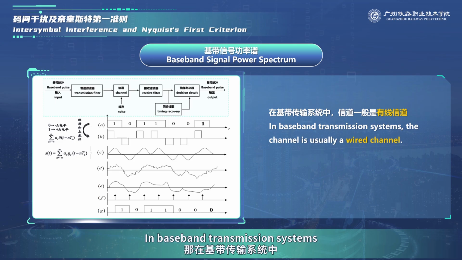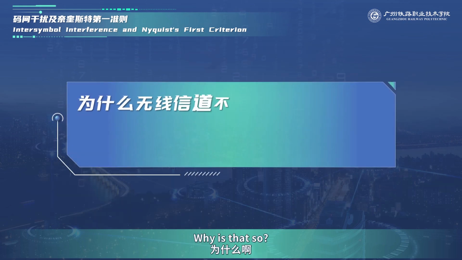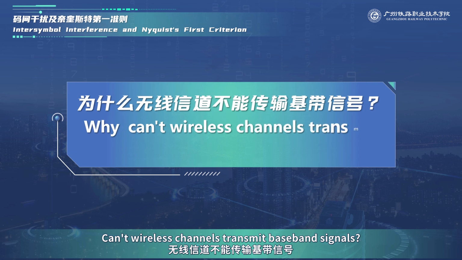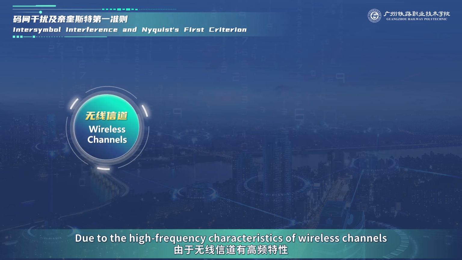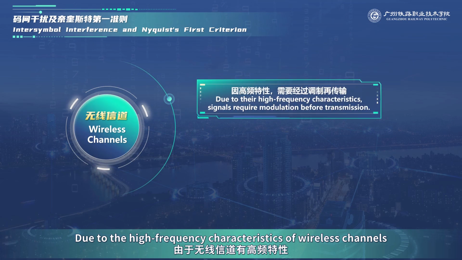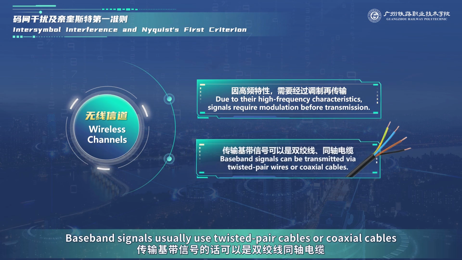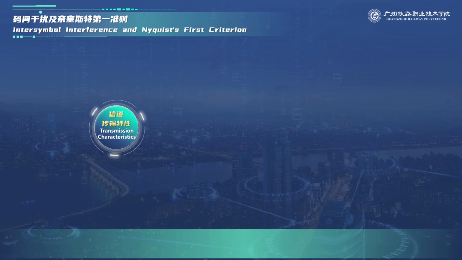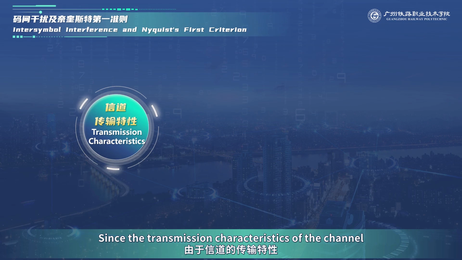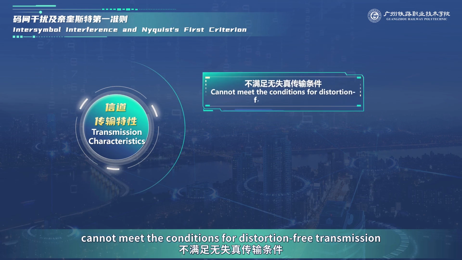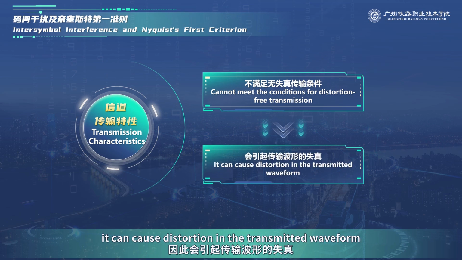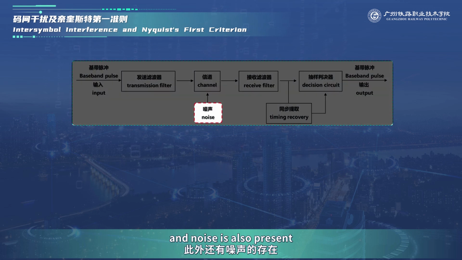In baseband transmission systems, the channel is usually a wired channel. Why is that so? Can't wireless channels transmit baseband signals? Due to the high frequency characteristics of wireless channels, modulation is typically required for transmission. Baseband signals usually use twisted pair cables or coaxial cables. Since the transmission characteristics of the channel cannot meet the conditions for distortion-free transmission, it can cause distortion in the transmitted waveform, and noise is also present.